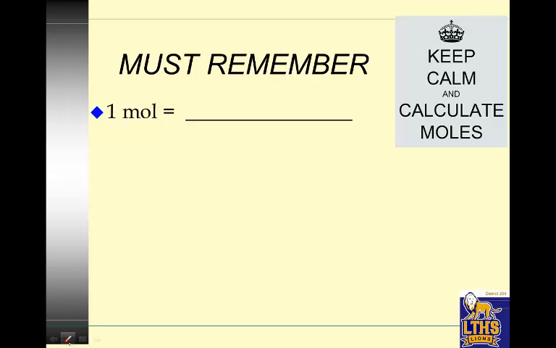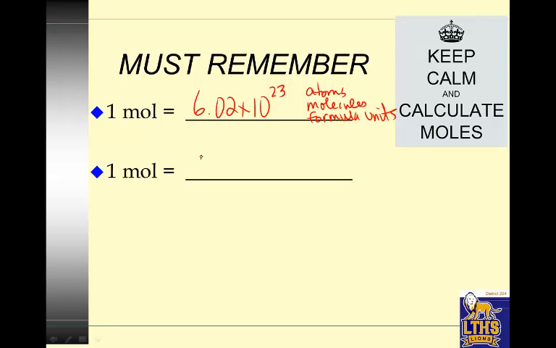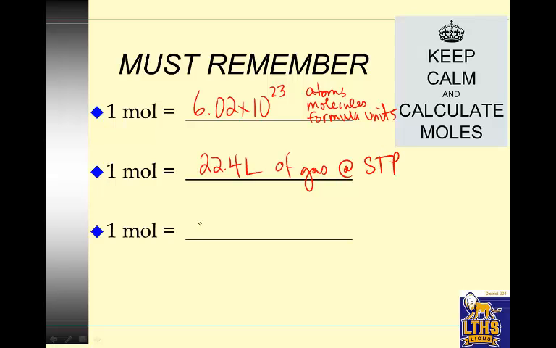So 1 mole equals 3 things. Avogadro's number of either atoms, molecules, or formula units. Those are the parts we use in chem, and those are the things you're going to have to use when we do chemistry mole conversions. Next, make sure to know that 1 mole equals 22.4 liters, but that's only of gas at standard temperature and pressure. And finally, make sure you know that 1 mole equals the mass in grams from the periodic table. Once you know these 3 things, we can use these as conversion factors.